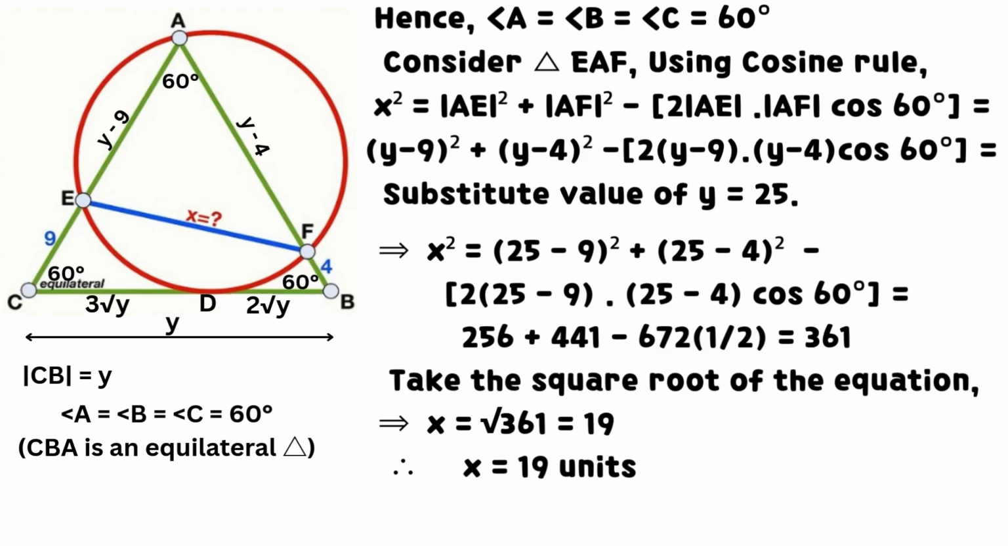Simplify to have that the square of x equals 361. Take the square root of the equation, where we obtain that x is equal to the square root of 361, which equals 19. Therefore, x equals 19 units.